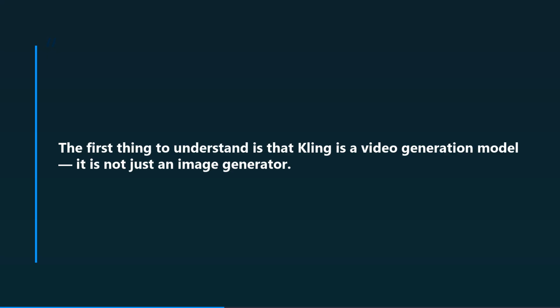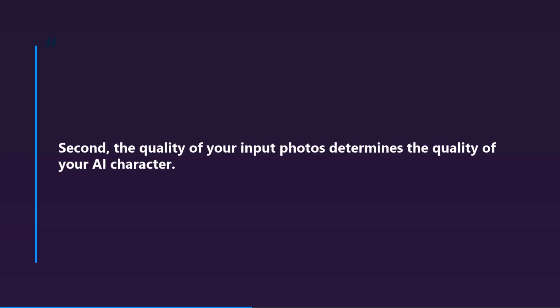Second, the quality of your input photos determines the quality of your AI character. This is the most important variable in the whole process. You want 20 to 50 photos minimum. You want a range of angles, straight on, slightly left, slightly right, looking up, looking down. You want different lighting conditions so the model understands the person across more contexts. You want a mix of expressions, neutral, smiling, engaged. The more variety in the input, the more flexible and consistent the output character will be.